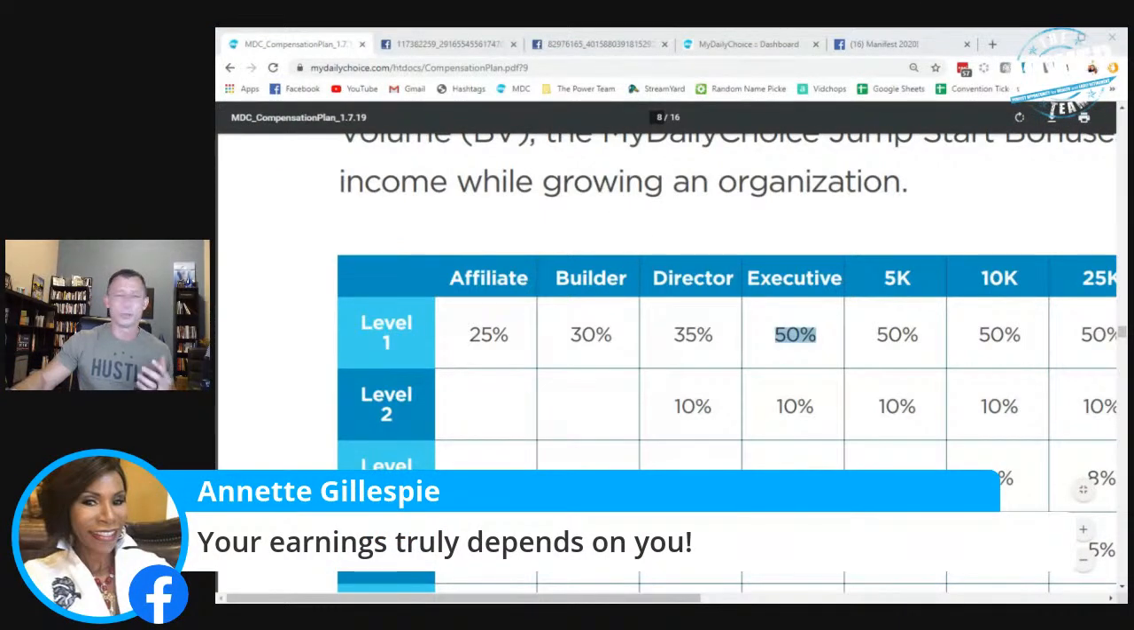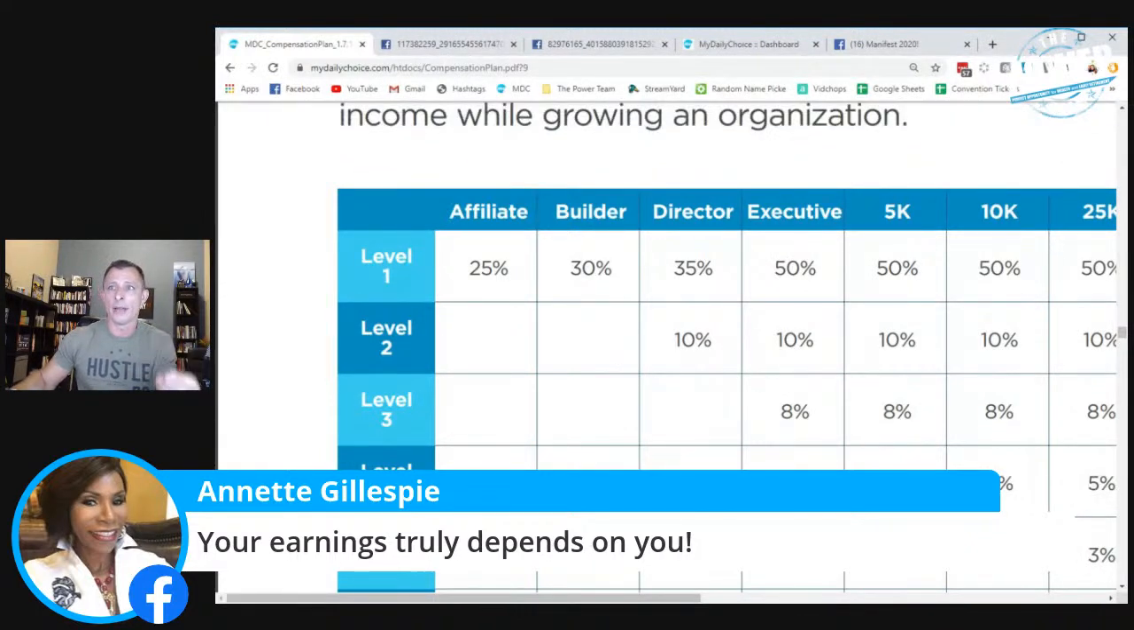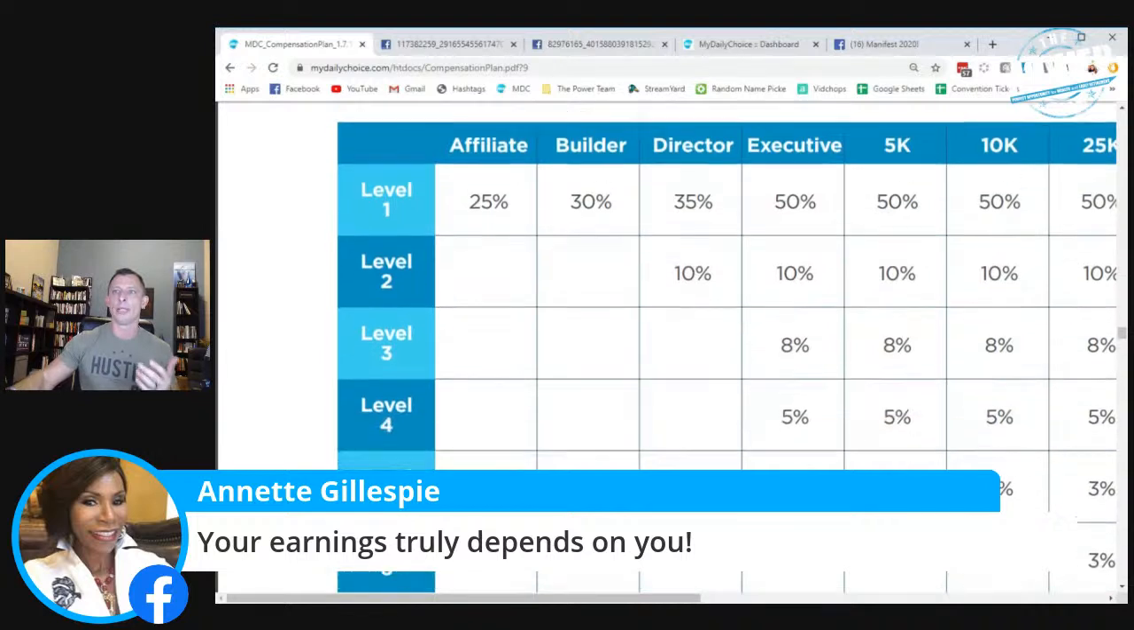And this is where it gets fun, because as an executive and director, you're getting 10% on level 2, but the executives, and only the executives, also unlock more commission on level 3 and level 4. So I want you guys to take this business seriously and don't leave money on the table.